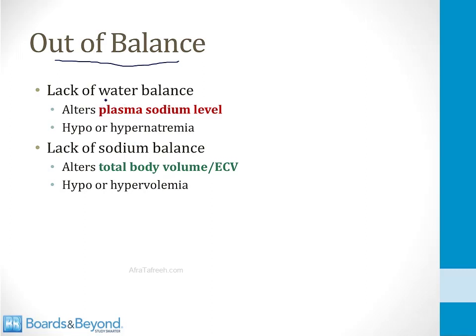When a pathologic state leads to a lack of water balance, this is reflected by abnormalities of the plasma sodium level. So hypo or hypernatremia are problems of water balance, not sodium balance. In contrast, when there's a problem with sodium balance, this leads to alterations in the total body volume or effective circulating volume. So hypo or hypervolemia are states in which there are abnormalities involving sodium intake and output.